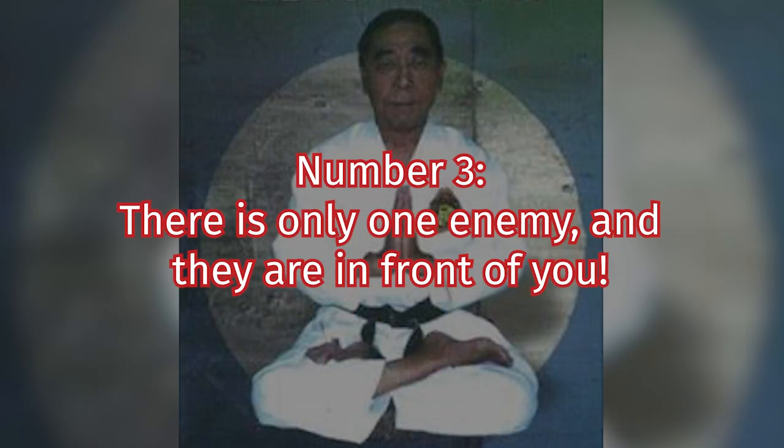Number three, there is only one enemy, and they are in front of you. Have you ever heard a kata being described as a choreographed fighting dance against multiple imaginary opponents? Well, Toguchi Seikichi called from 1998, and he says that description is full of shit. Similarly to principle number one, this principle says that you shouldn't necessarily interpret, for instance, a turn to the left as being a defense against an attacker who's coming from the left.